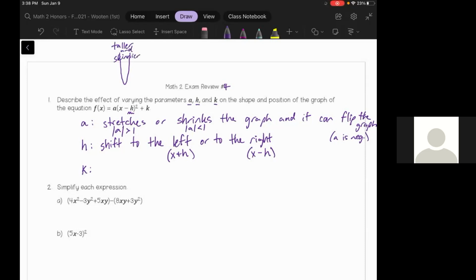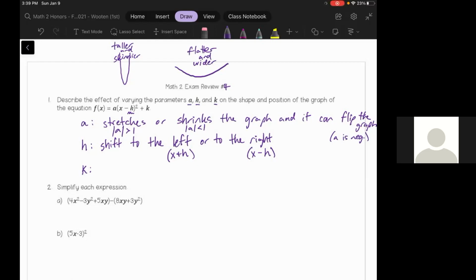Right. Anytime it shrinks the graph, it starts to flatten it out. And I think the better phrase would be flatter. And it also makes the graph look wider. Okay, so just be aware of that.